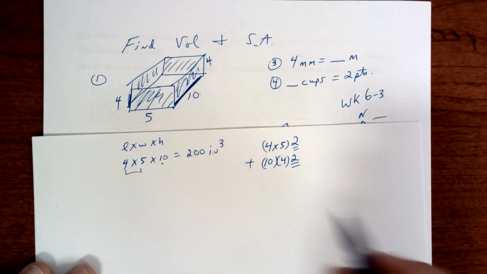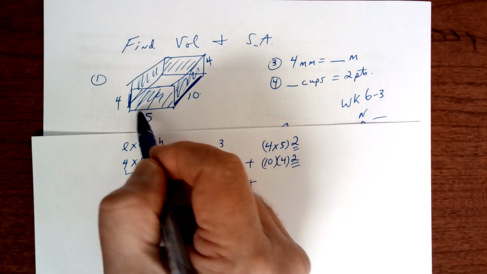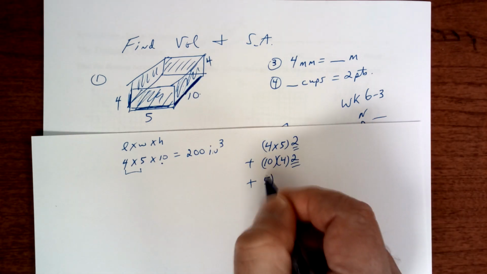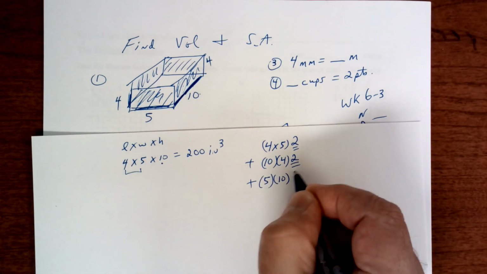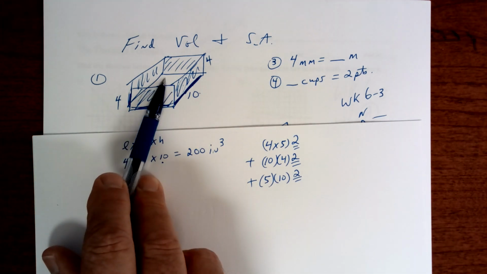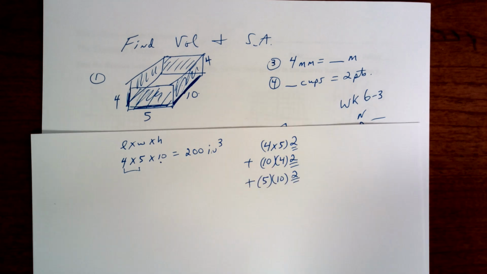And then finally you have the bottom, or the top. The bottom is 5 times 10, and then times 2, because the top is the same. Now if the box was open, you wouldn't use 2 of these. So you get your calculator out and add all that up. And that's surface area, that's going to be square inches.